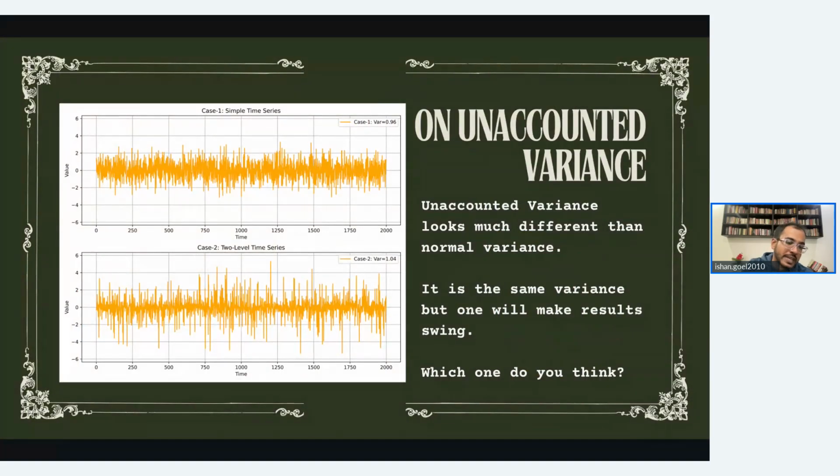Now, if there are any questions on variance before we move to the puzzles.